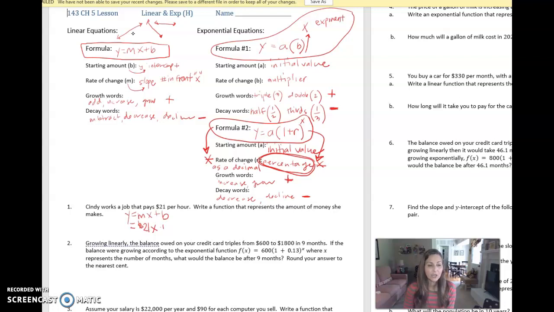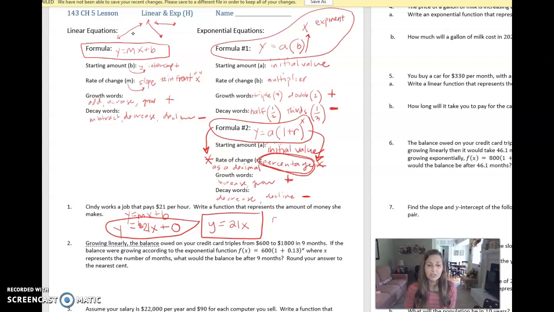Now B is her starting pay, her initial pay, the initial amount that Cindy makes. Well, guess what? If Cindy doesn't work any hours, Cindy doesn't get any pay. So Cindy starts out with 0 here. And we would write Y equals 21x plus 0. Now let me show you a couple other ways to write that same function. You could simply write Y equals 21x. Okay, so you would not have to put the 0 because it doesn't change anything. You need to know that her initial value is 0.